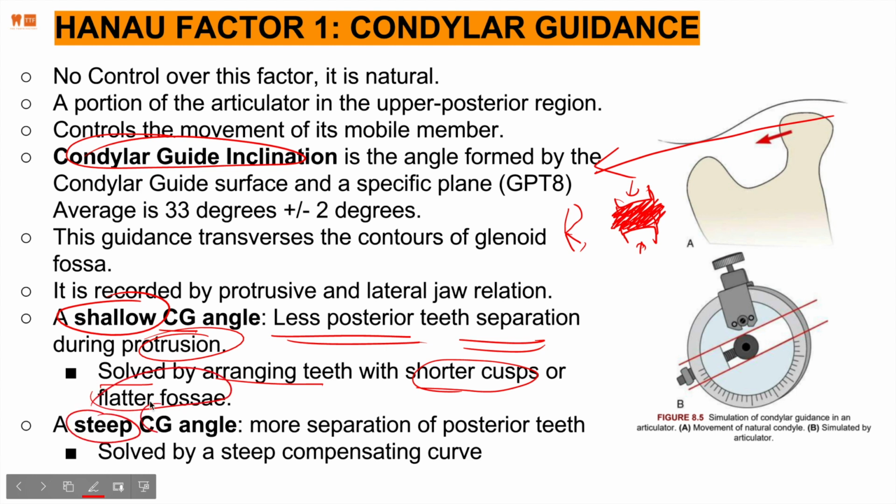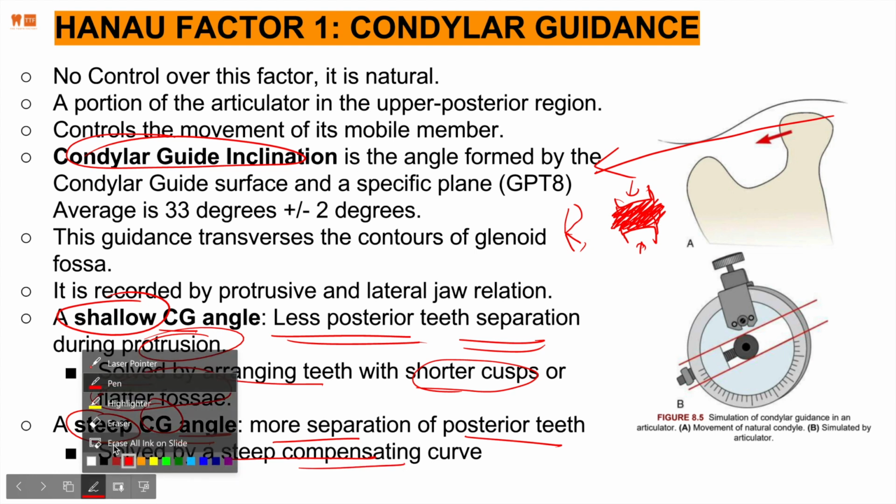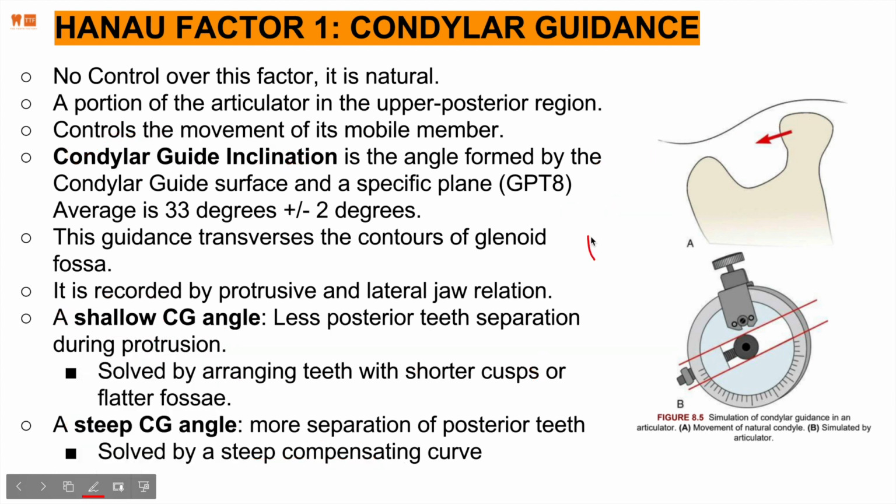Steep condylar angle, more separation. We just talked about how that happens in the posterior teeth. How do you solve it? Well, you make the compensating curves even steeper. So in terms of diagrams, if your anterior teeth are touching, but because of that, your posterior teeth are wide apart because your condylar guidance is so steep, then what do you do?